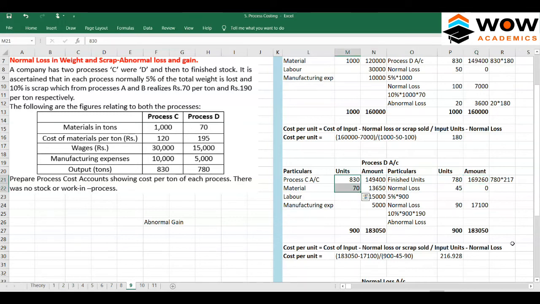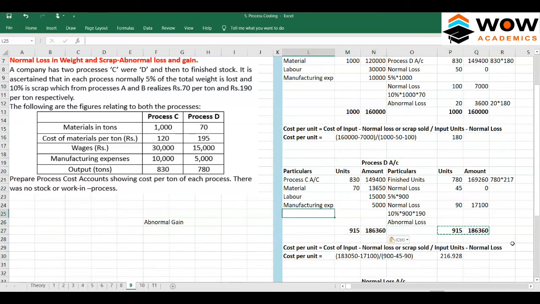Now let's see the abnormal or normal units. Totally input is 900 and finished units, normal loss which is evaporation, and normal loss which could be sold as scrap, all put together comes to 915. So this side is higher, 915. I think this value will also be higher. Yes, it is 1,86,360. Take both these numbers, go to the other side.